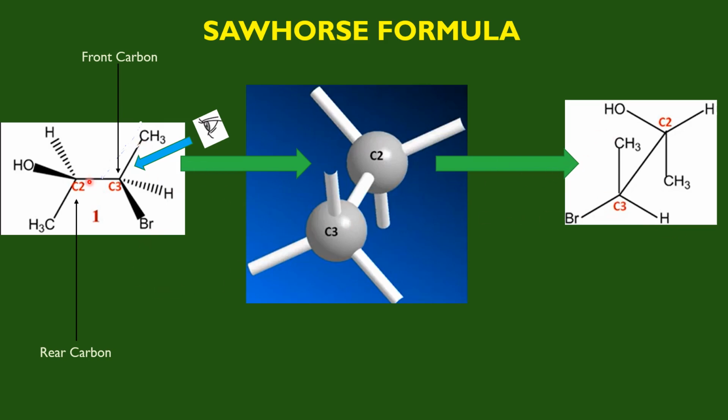And this is C2, the rear carbon. When I view from this side, OH is at my left, hydrogen is at my right. And that is what I have shown. OH at left, hydrogen at the right, methyl is at the downside. So this is how we can convert a perspective formula into Sawhorse projection.